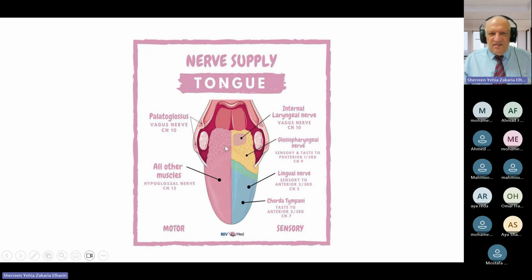All muscles of the tongue are supplied by the hypoglossal except what, Doctor? Palatoglossus, by vagus. By vagus. Okay, are you sure? Okay, I'm sure. It is important that if the examiner asks you, are you sure, just say, I'm sure.